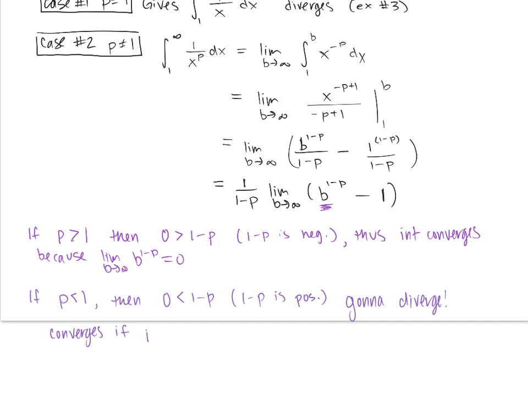So it converges if p is in the interval from 1 to infinity. Diverges if p is in negative infinity to 1 inclusive.